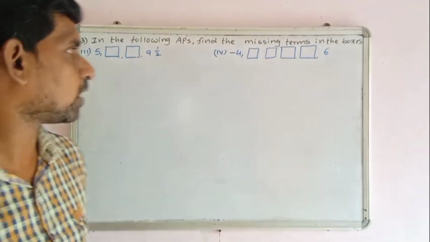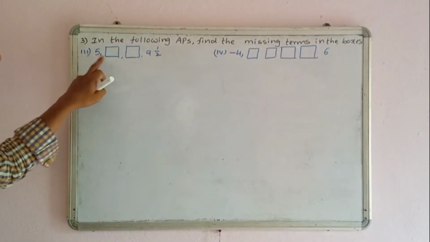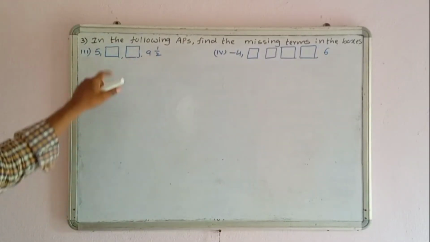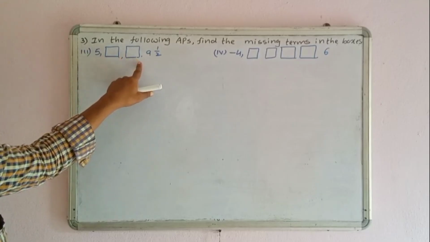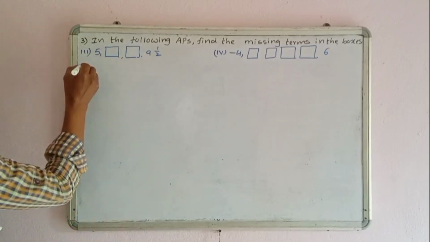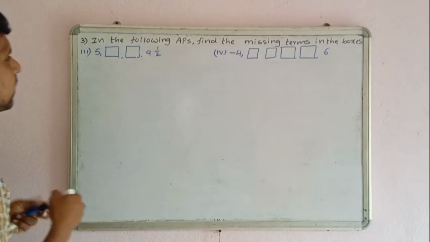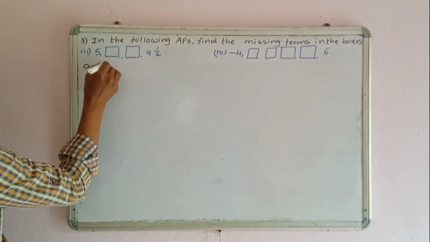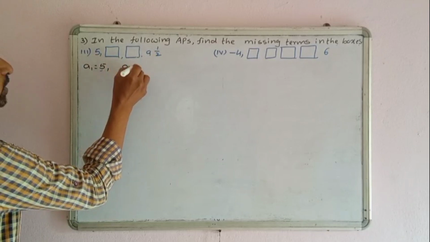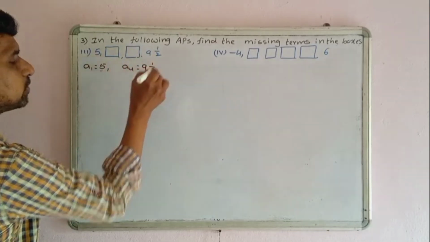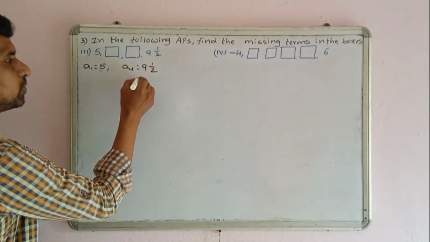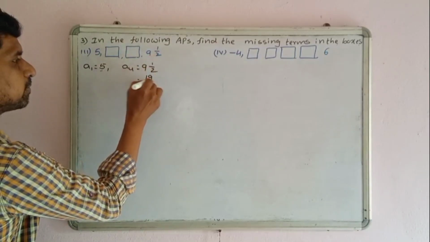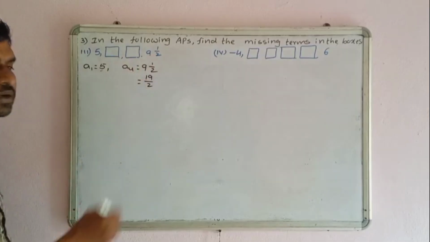Third problem, third one: 5, _, _, 9 1/2, the fourth term. Find the missing terms, that means A2 and A3. Here A1 is given. What is the value of A1? A1 equals 5. And A4 is given, A4 equals 9 1/2. What is the value of 9 1/2? 2 9s are 18, 18 plus 1, 19 by 2. A4 is 19 by 2.